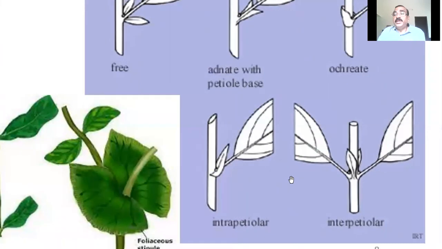Now this is called as interpetiolar. Look at the difference between intra and inter. Intra means between petiole and stem. Inter means, look, on either side of the petiole. On that side one petiole is there, on this side one petiole is there. In the middle you will find one stipule. So this is called as interpetiolar. Ixora plant. If you have an Ixora plant at home, look at it. You will find this kind of stipule, interpetiolar stipule.